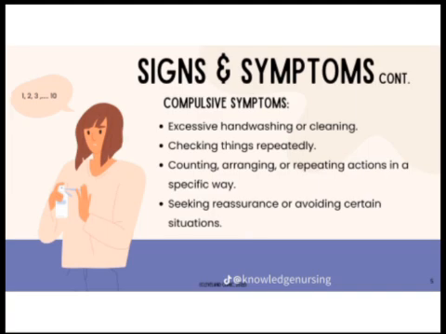The second is checking things repeatedly. For example, you may buy a certain material like a pen or toothpaste, and then you check that toothpaste frequently or repeatedly because you are not sure, you are doubting. When you see your neighbor or colleague having this sign, be aware that he or she may be developing this disorder. The third one is counting, arranging, or repeating actions in a specific way.